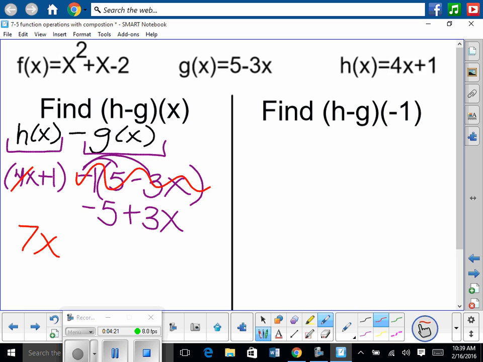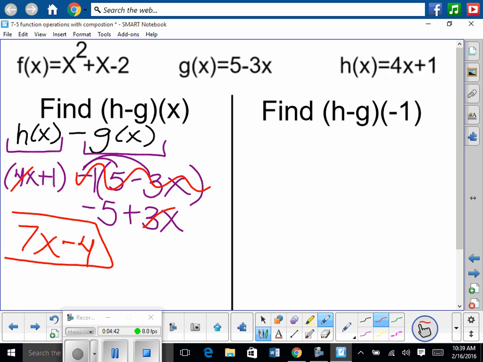7x. 1 minus 5. Is that squared? Not squared. Good question. When we add these, do we add the exponents? No, only when we're multiplying, right? So an apple plus an apple is just 2 apples, not 2 apple squares. Good question. So now we have 1 minus 5, 4. Minus 4. So we have 7x minus 4.